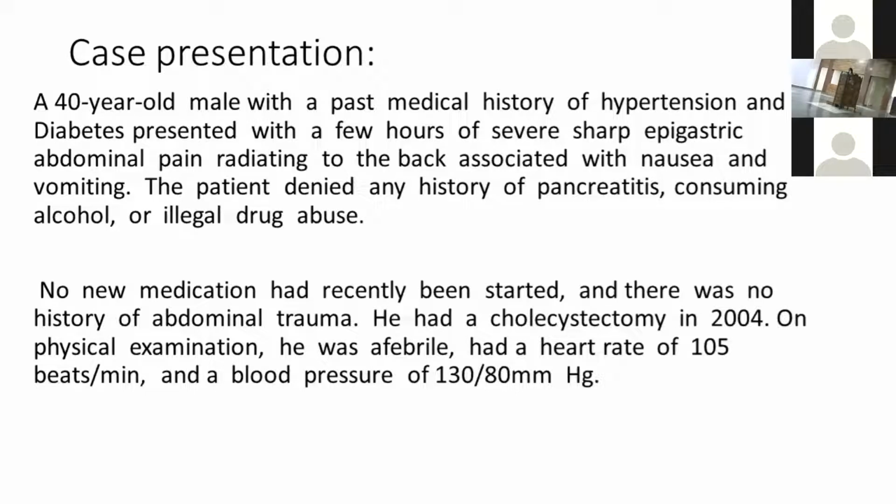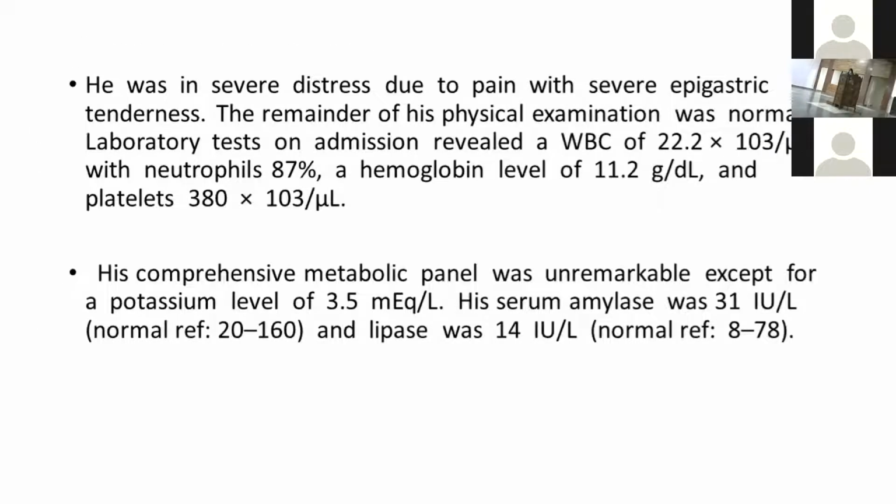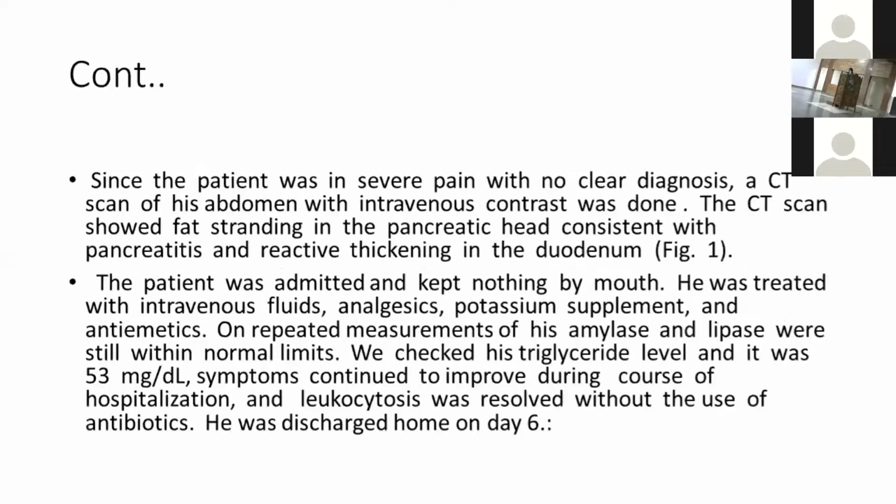On physical examination, he was febrile, heart rate 105, and blood pressure 130/80. He was in severe distress due to pain with severe epigastric tenderness. The remainder of his physical examination was normal, and laboratory tests showed WBC count of 22,000 with neutrophilic predominance, hemoglobin 11.2, and platelets 3.8 lakhs. His comprehensive metabolic panel was unremarkable except for the potassium level 3.5, and amylase was 31, and lipase was 14.